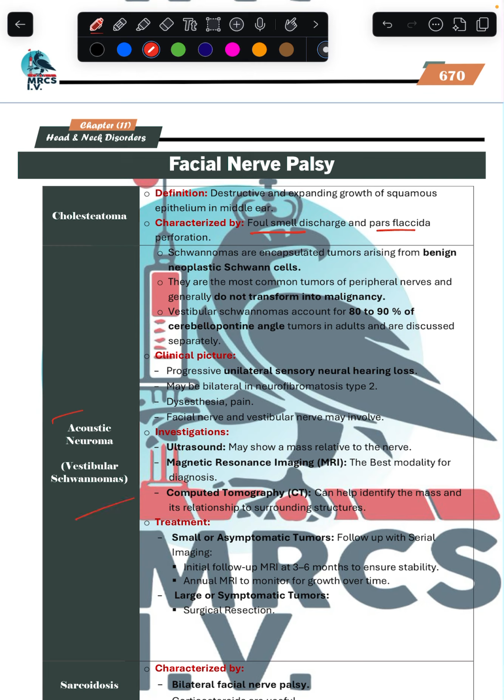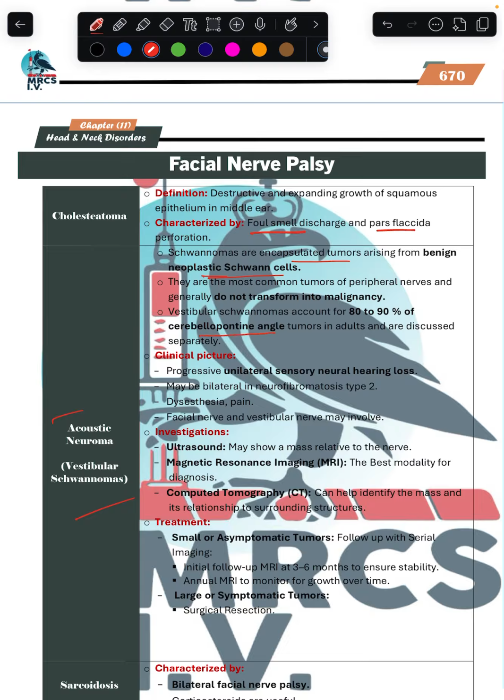Acoustic neuromas are encapsulated tumors arising from benign neoplastic Schwann cells. They are the most common tumors of peripheral nerves and generally do not transform into malignancy. Vestibular schwannomas account for 80 to 89% of cerebellopontine angle vestibulocochlear tumors in adults and are discussed separately.